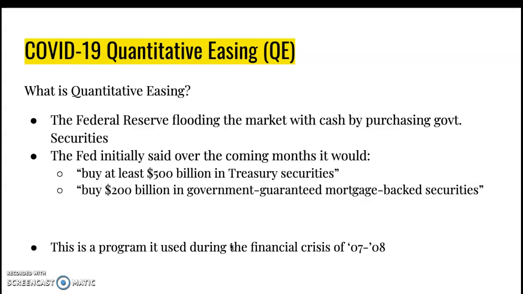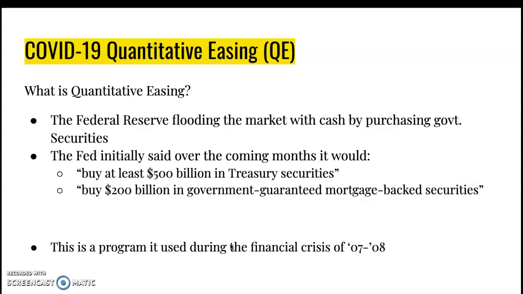Why does that work? Because now you no longer have those savings bonds. You no longer have the T-bills in your hand. You have the cash instead when the government buys those back from you. Okay, and so the Federal Reserve announced that they're going to buy $500 billion worth of securities back. And then additionally, they're going to buy $200 billion worth of government-backed mortgages, like home loans.